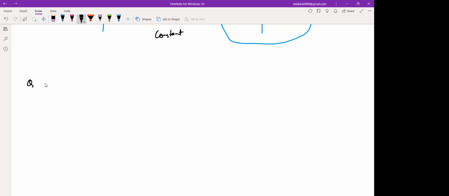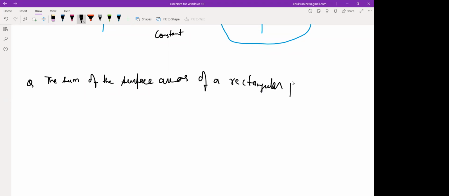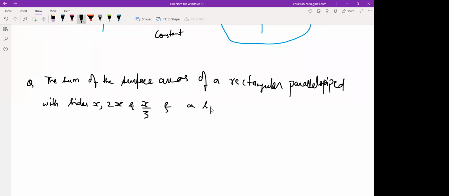The sum of the surface areas of a rectangular parallelepiped with sides x, 2x, and x by 3 and a sphere is given to be constant. Prove that the sum of their volumes is minimum.